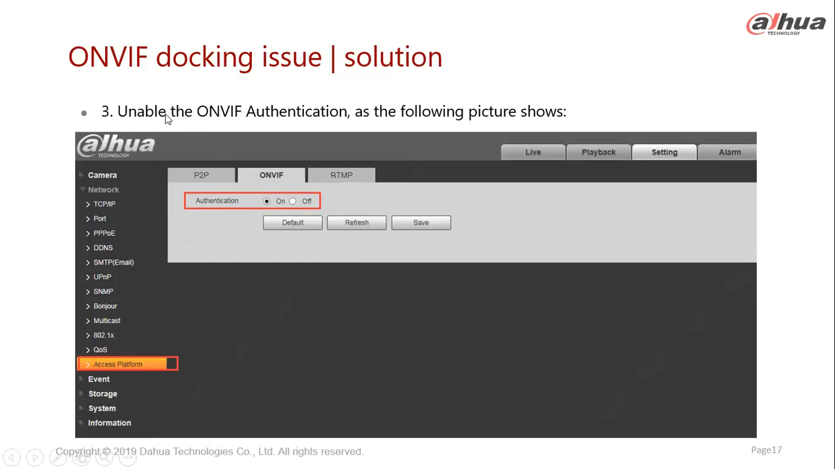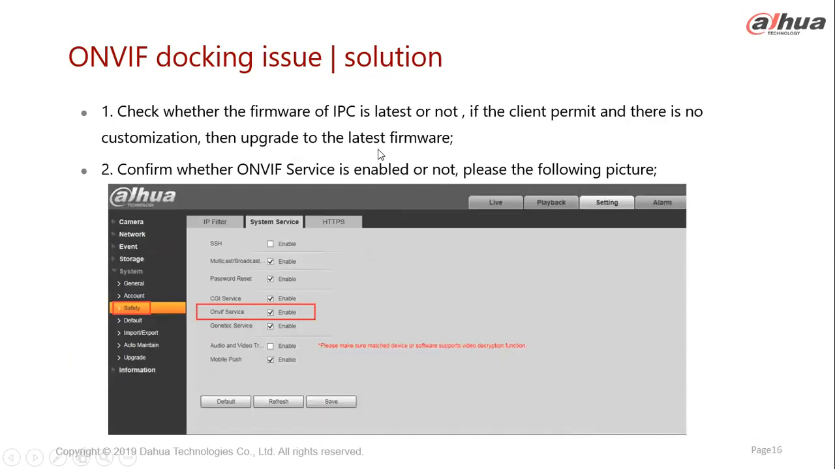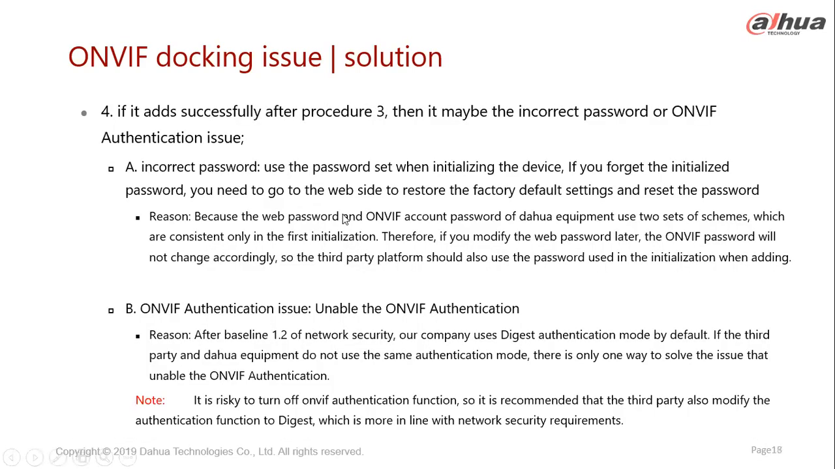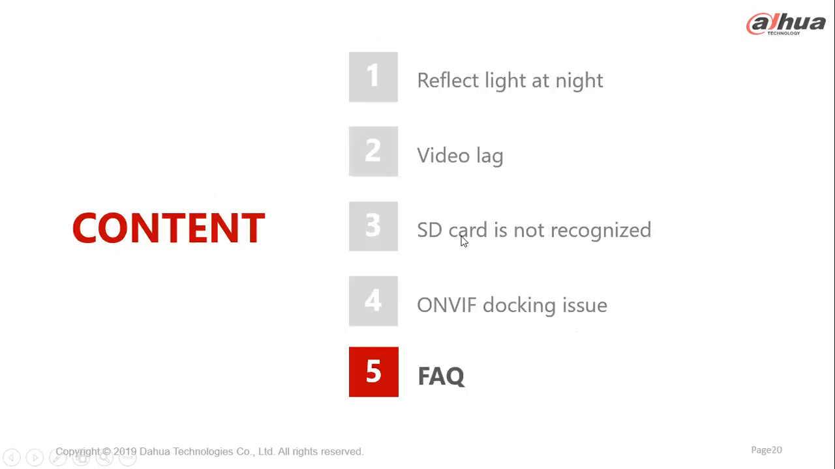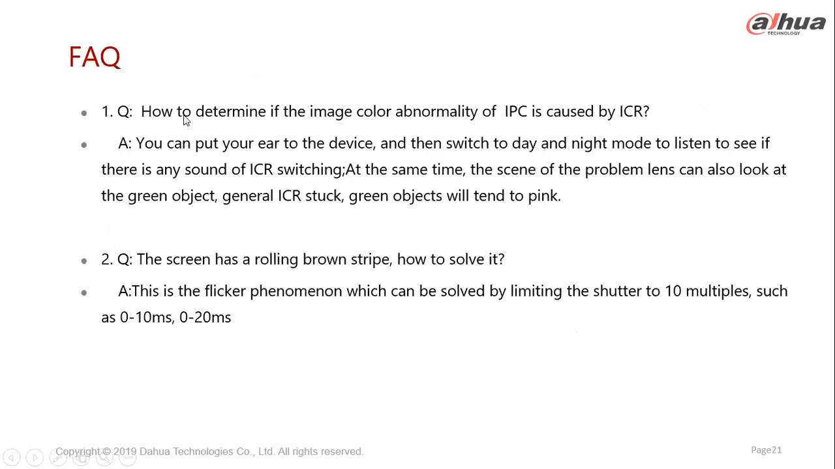And maybe if you can't authenticate via ONVIF, that is the username and password, confirm that the ONVIF authentication is on. After enabling the system service, you go to the access platform and do the ONVIF authentication. Also confirm the username and password. I'll send this document so that you can check on your side. Those are some of the frequently asked questions with IPC.